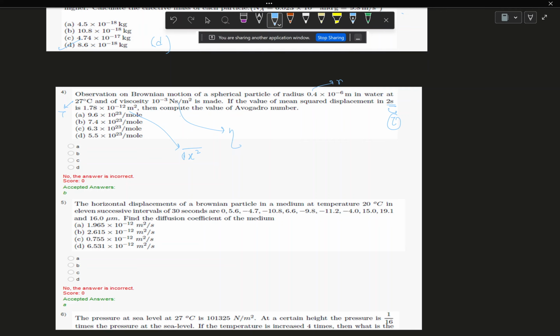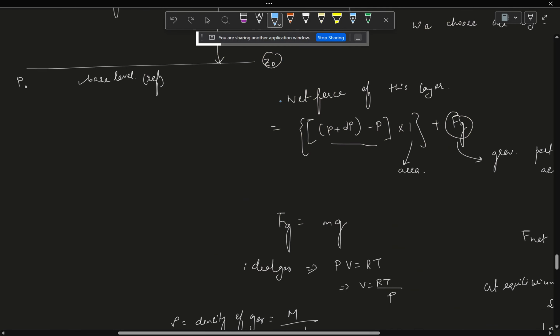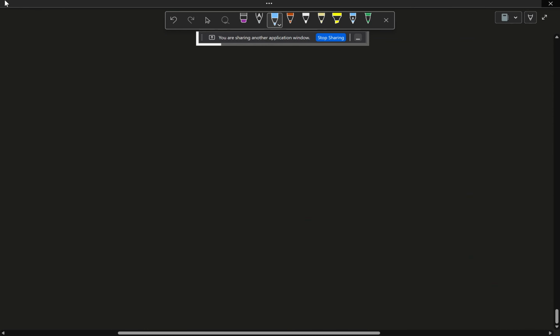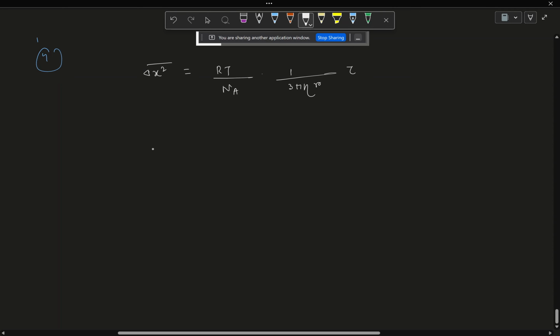So the formula is the same, and the concept is also the same. We'll directly use the formula without going into too much detail. Question number 4 is basically directly using the formula, substituting all the values given in the information. You remember that your mean square displacement has a formula like this: RT by NA, Einstein's equation, over 3 pi eta r into tau. Now in the problem you have to calculate NA. So you take Avogadro's number as the unknown value and rearrange all the other terms.